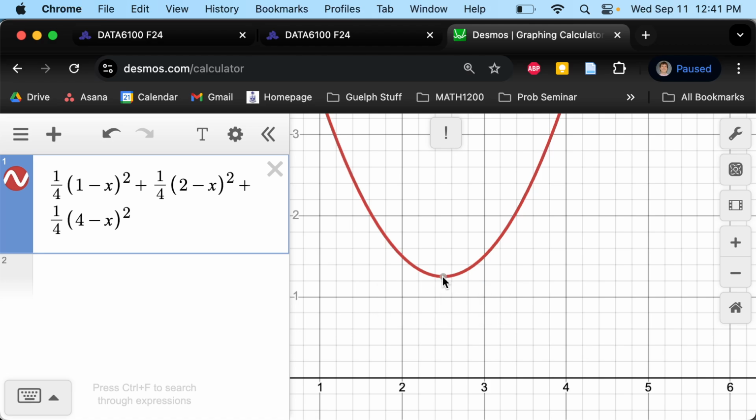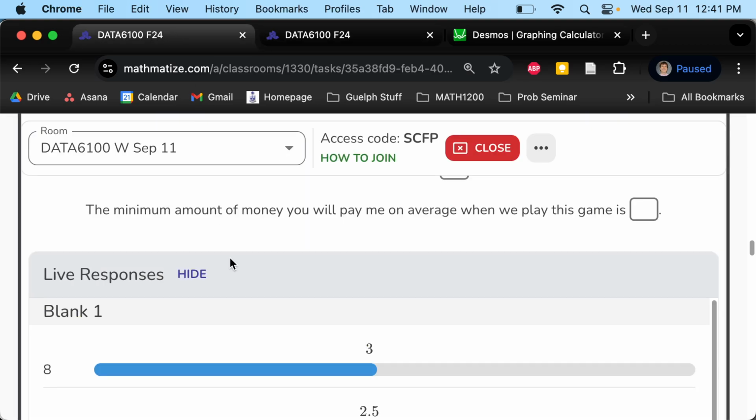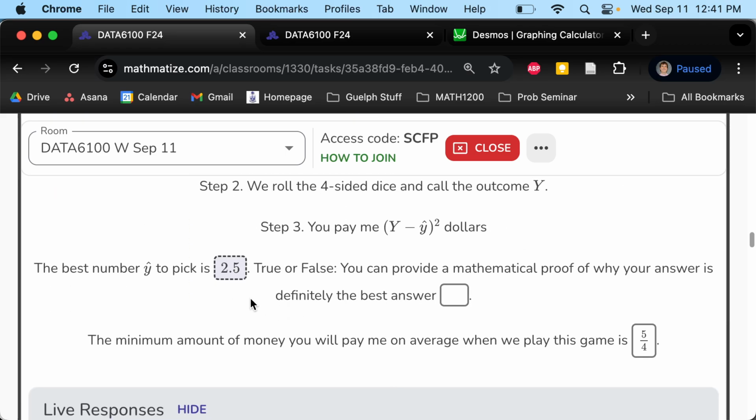That's the minimum. That's the bottom of the quadratic equation. And the height here is 1.25. So the y hat that minimizes how much you pay me is y hat equals 2.5. And how much you pay me when we get there is 1.25. And those are the correct answers to the question that I asked you guys. So over here, is it this one or this one? The correct answer is 2.5. So if you said 2.5, you got it right.